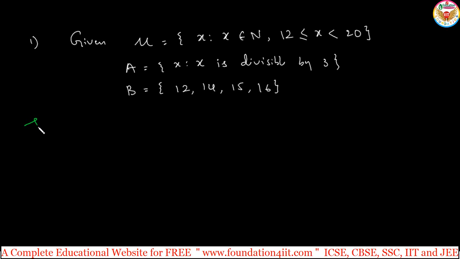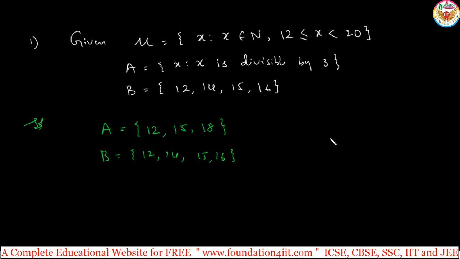Now the solution. Set A is X divisible by 3, but A and B should be taken only from the universal set. The universal set is from 12 to 20, not even 20, so 12 to 19. Between 12 and 19, the numbers divisible by 3 are 12, 15, 18. That's all for set A. B is already given: 12, 14, 15 and 16.